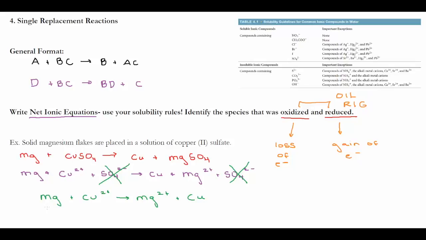So if you look at magnesium, magnesium went from having no charge to having a +2 charge. So how did it do that? How would you go from no charge to a +2 charge? Well, you would lose 2 electrons. So magnesium is being oxidized. If you look at copper, copper went from a +2 charge to no charge, which means it had to gain 2 electrons, which means that copper is being reduced. And that's all there is to it.